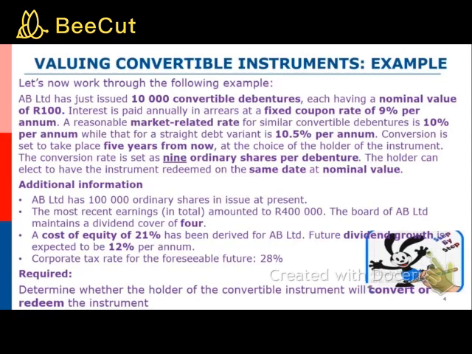The assumption is both a growth in earnings as well as dividends of 12% per annum and a tax rate of 28%. Very important. We have KE, 21%. We have G, 12%. Do we have the dividend yield here? I want you to think about that. Now, we don't know whether the holder of this instrument will elect to convert or to redeem the instrument. That is, in fact, what you've got to go and calculate here.